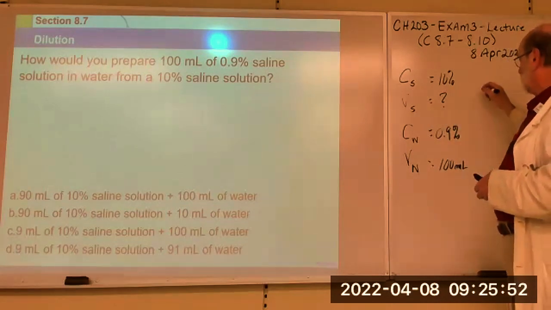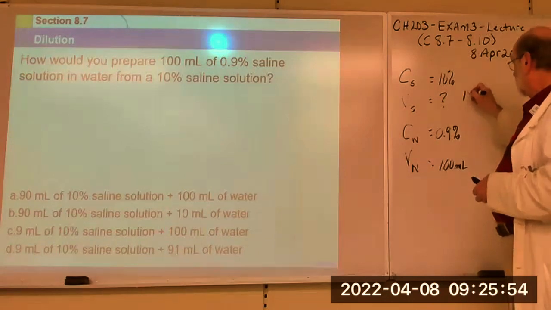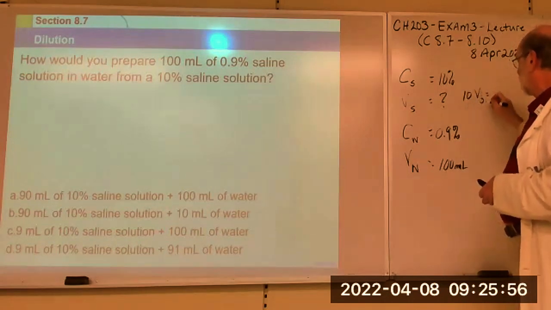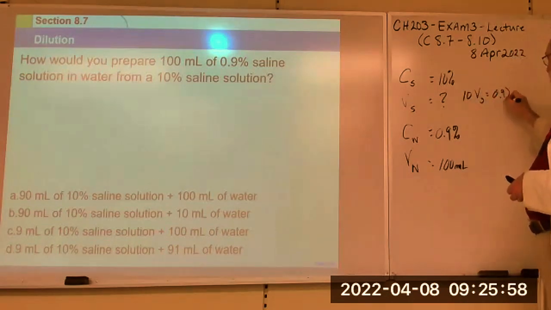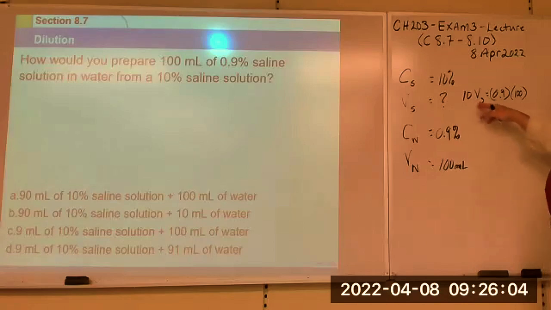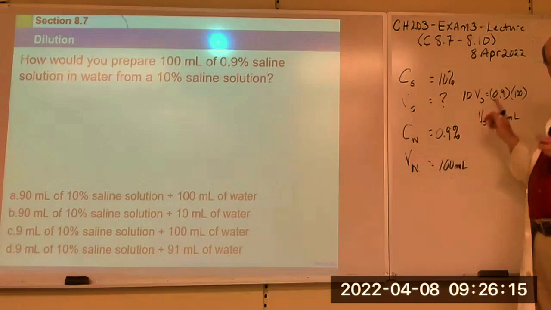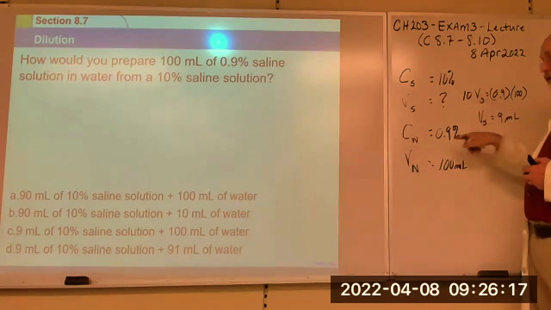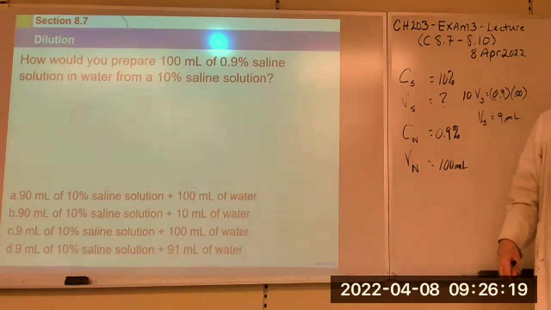So you would just say 10 times VS equals 0.9 times 100. So this would be, 10 divided by 10, and that'd be 9. The volume of this needs to be 9 milliliters, diluted to 100 milliliters, which would give you the desired concentration. Okay?